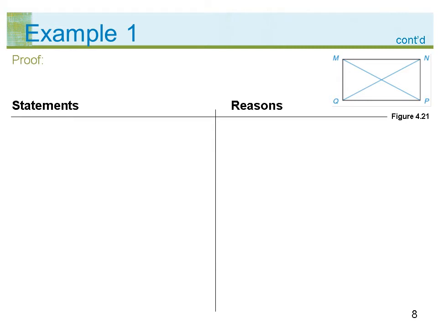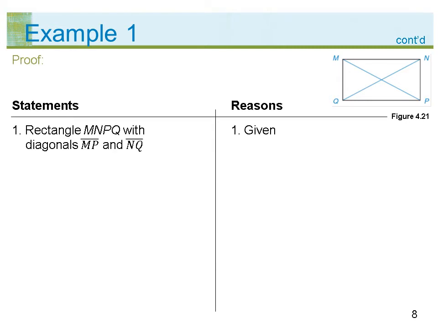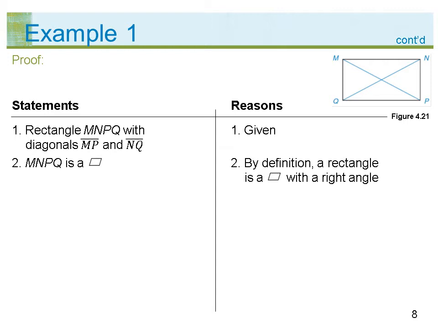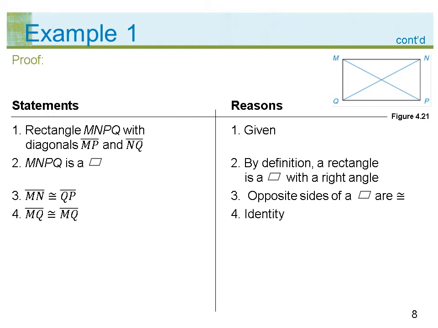Proof. Statements. Reasons. Statement number 1. Rectangle MNPQ with diagonals segment MP and segment NQ. Reason number 1, given. Statement number 2. MNPQ is a parallelogram. Reason number 2. By definition, a rectangle is a parallelogram with a right angle. Statement number 3. Segment MN is congruent to segment QP. Reason number 3. Opposite sides of a parallelogram are congruent. Statement number 4. Segment MQ is congruent to segment MQ.